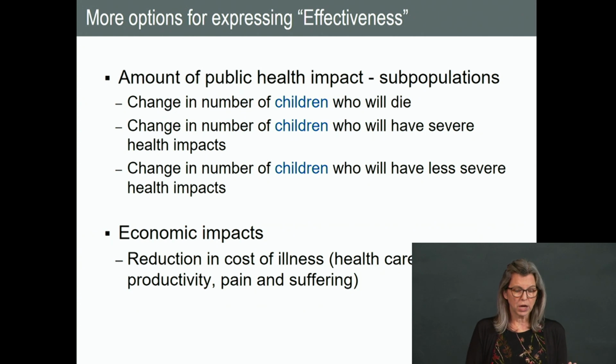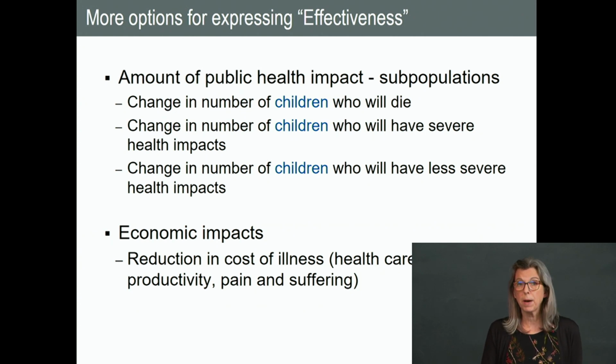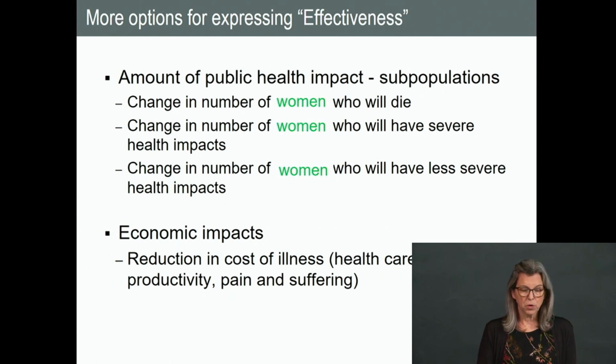So here's a few more options. So for example, you could look at different subpopulations. So not just all people, but maybe just children. You might care about the number of children who would die or have severe health impacts or have less severe health impacts. You might also say you care about the number of women that would die or any other subpopulation, maybe a special interest subpopulation, maybe one that's more affected by foodborne illness. You could have any kind of subpopulation here, and you could measure the impact that way. And all these numbers would be estimated using risk models that you would develop in the risk assessment. That's a separate short course about risk assessment.